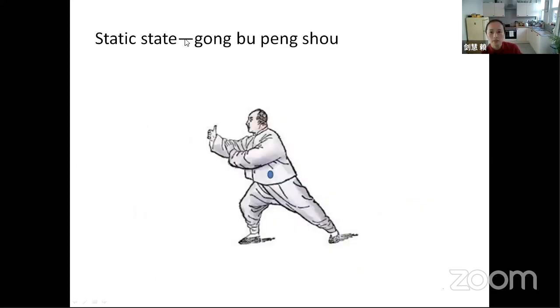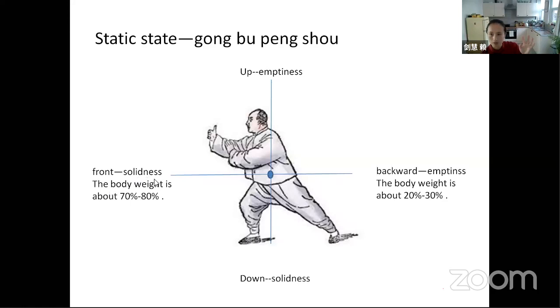For the static state, another one we call gong bu peng shou. From this point, the front, the thumb and up are the same, but the front is solidness. The body weight is about 70 to 80% on the front leg. So the front is solidness. The backward is emptiness, the body weight about 20 to 30%.